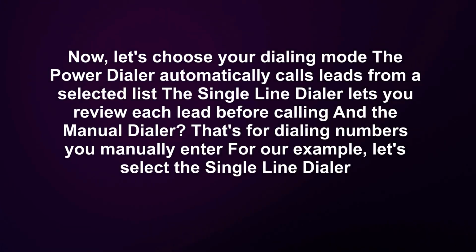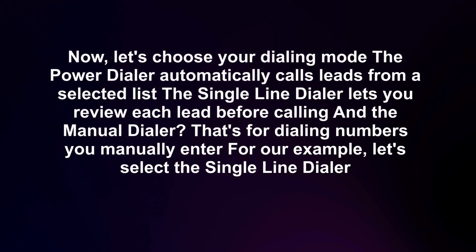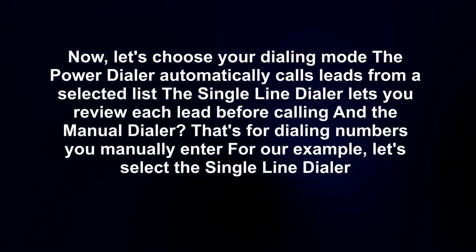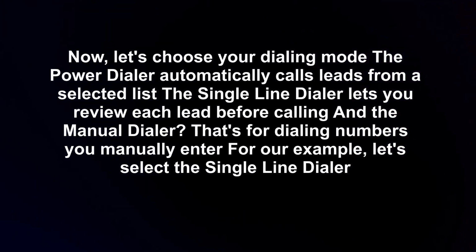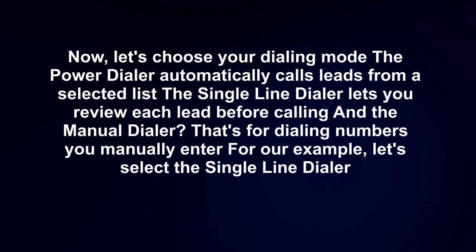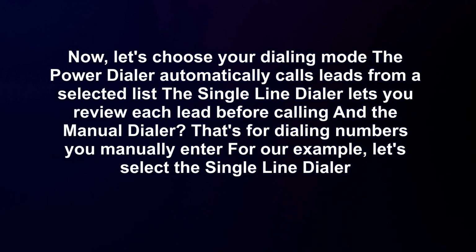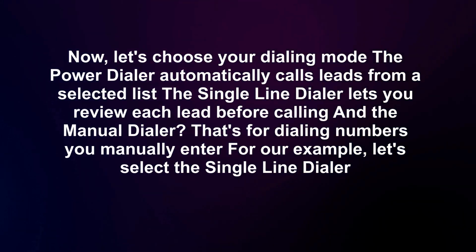Now, let's choose your dialing mode. The power dialer automatically calls leads from a selected list. The single-line dialer lets you review each lead before calling, and the manual dialer, that's for dialing numbers you manually enter. For our example, let's select the single-line dialer.